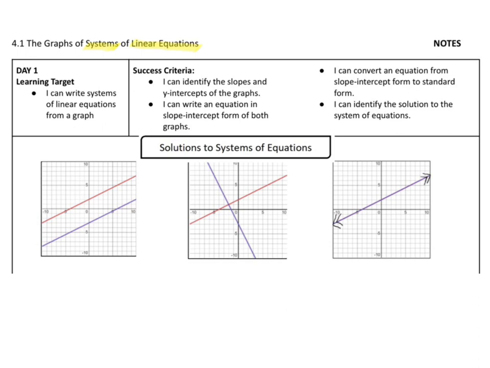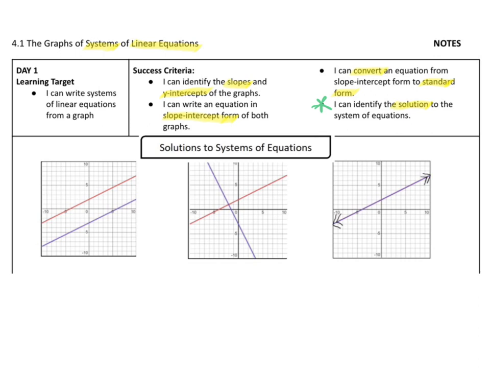So today's goal, writing a system of equations from a graph. To do that, we're going to need to know how to find slopes and y-intercepts from graphs. So just straight from lines on graphs, can we find the slope and y-intercept? And then write the equation in slope-intercept form. And then we're going to also work on converting to standard form and identify the solution to a system of equations. So really, the only new thing is this last one, identifying the solution.